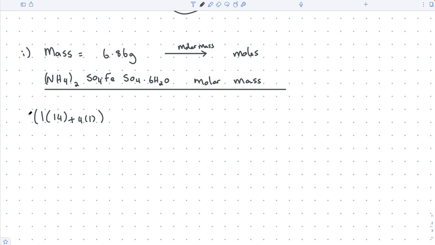All of that multiplied by 2, because I'm going to have 2 of those. I'm going to have SO4, so I'm going to have that twice. So I'm going to just help myself here, and I'm going to calculate that as 2 by SO4.